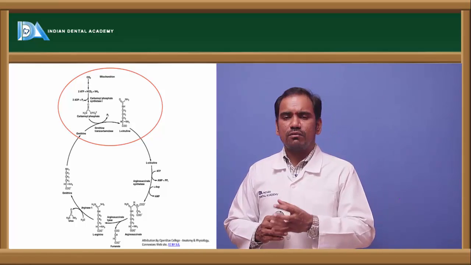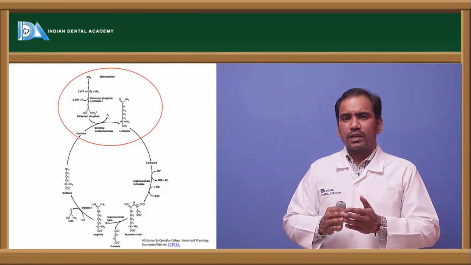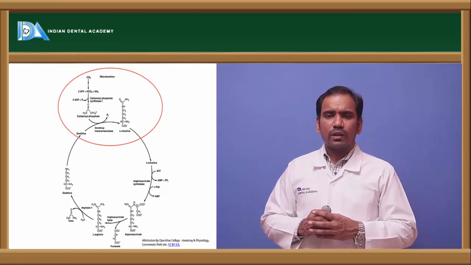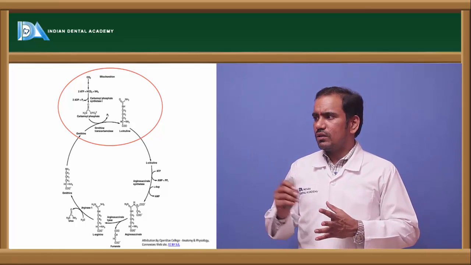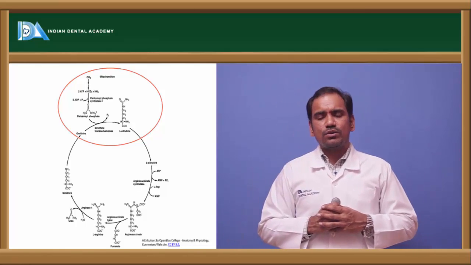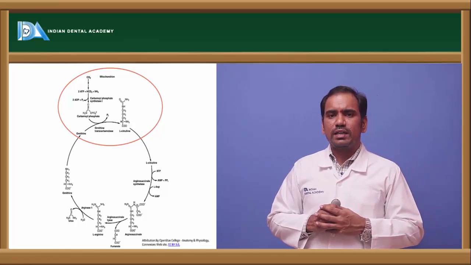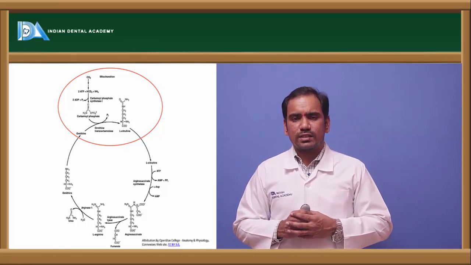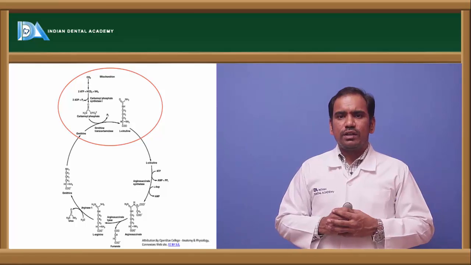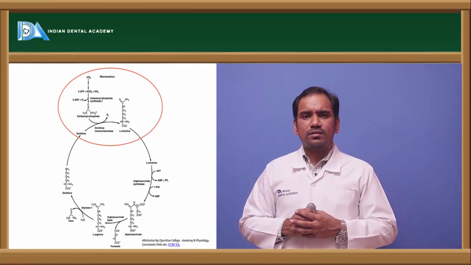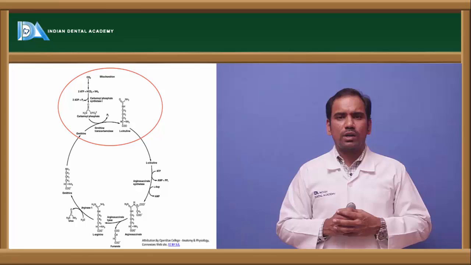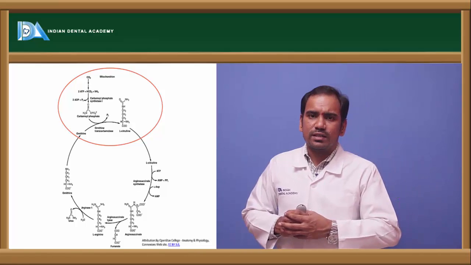So citrulline transporters transport citrulline out of mitochondria into the cytosol. That citrulline in the cytosol reacts with aspartate and gets converted into arginosuccinate, right? This reaction is catalyzed by the enzyme called arginosuccinate synthase.